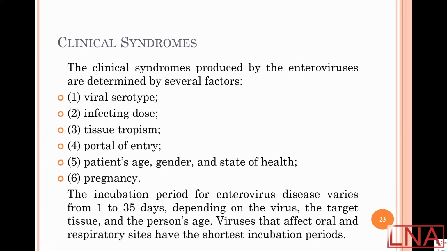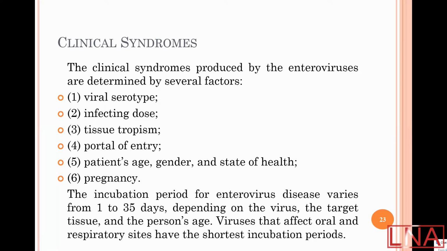Portal of entry is also important, and we know about 2 main ones: the oral cavity and the respiratory system. Patient age, gender, and state of health are, of course, important. It's general information. About the patient age, I already told you on the previous slide. And pregnancy: for pregnant women, some Coxsackie viruses are extremely dangerous.